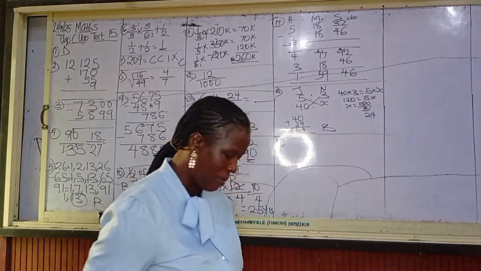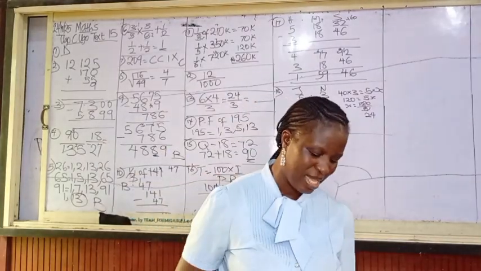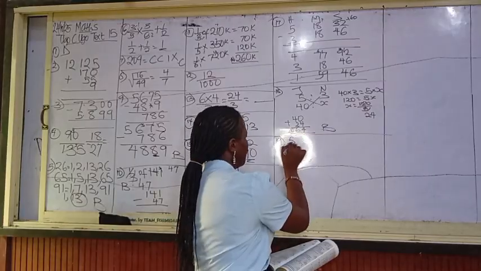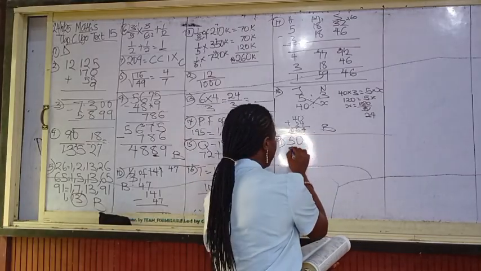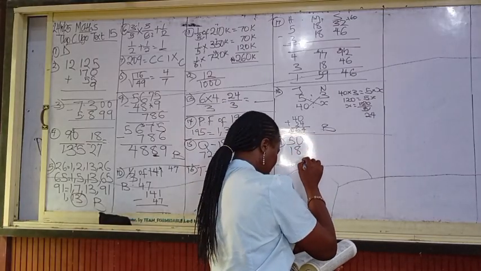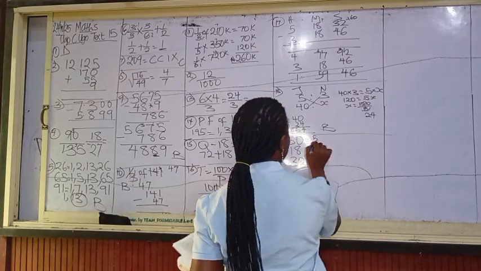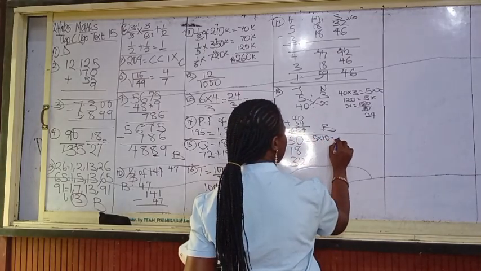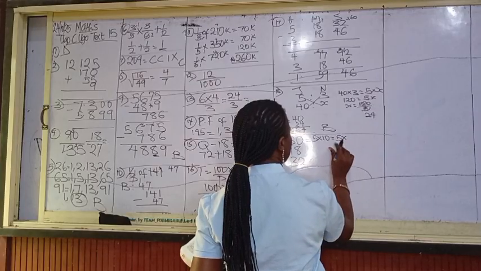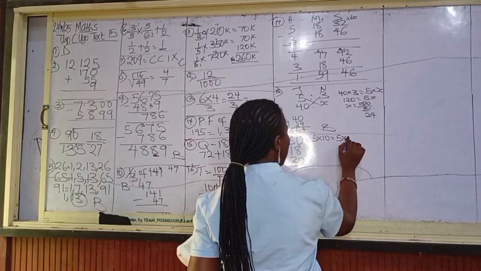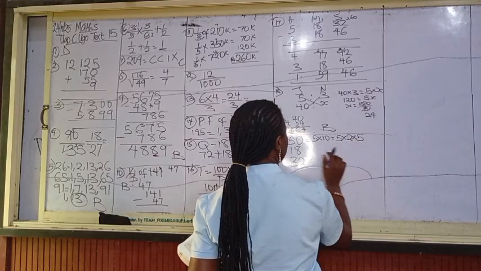So straight up to number 18, express the LCM of 50, 18, and 32. So 50 is what? 50 can be 5 times 10. This 10 you can still cut it. That will be, 50 is 2 times 5.